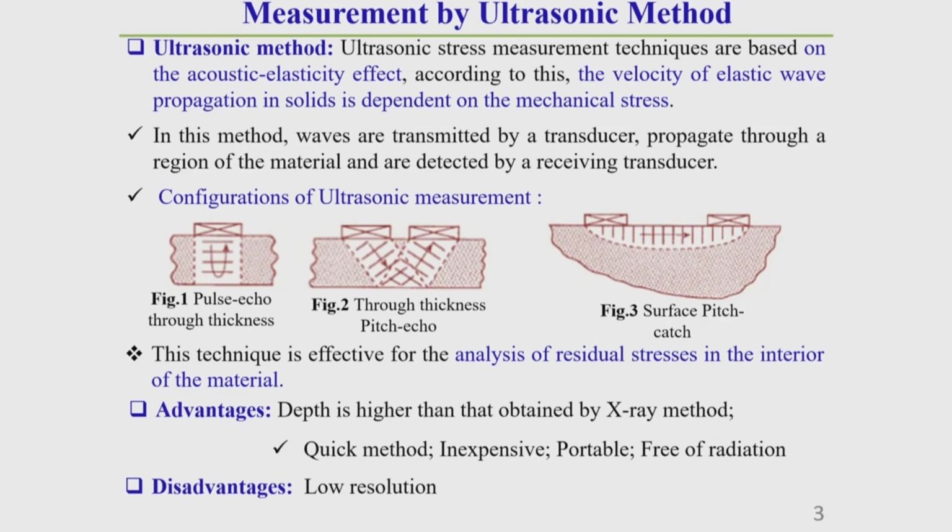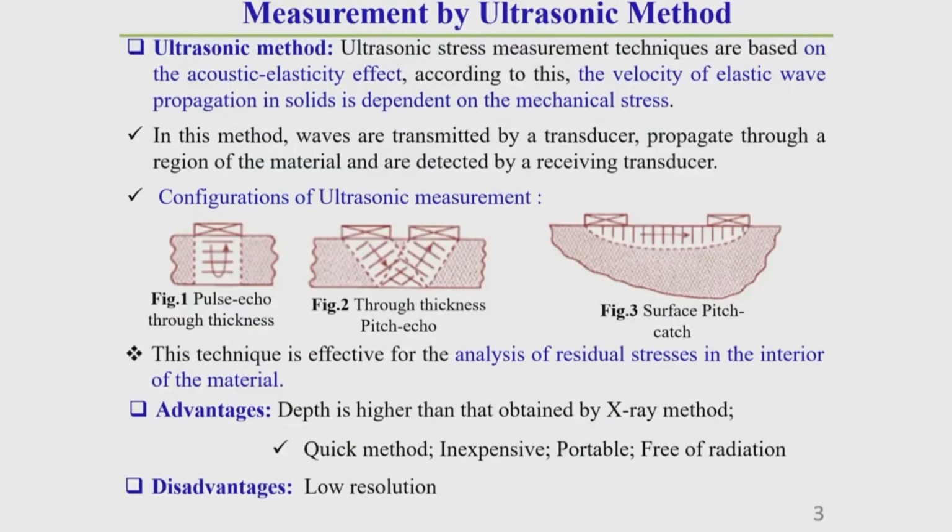According to this measurement technique, the velocity of elastic wave propagation in a solid is dependent on the mechanical stress. That means, once an elastic wave propagates in a solid, its propagation is dependent on mechanical stress. So, the characteristics of this elastic wave change if there is some residual stress inside the solid. This you should keep in mind. In this method, waves are transmitted by a transducer, propagate through a region of material and are detected by a receiving transducer. Here I am just showing how it happens.